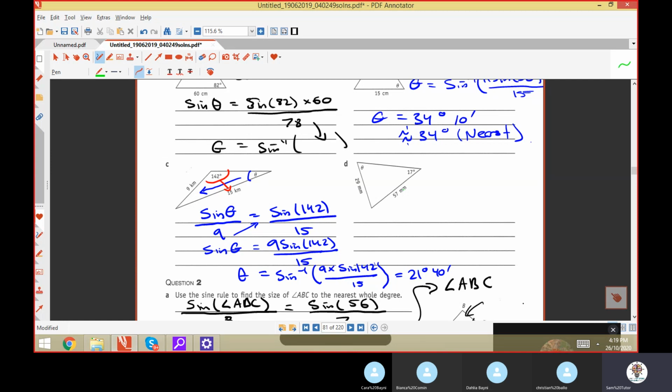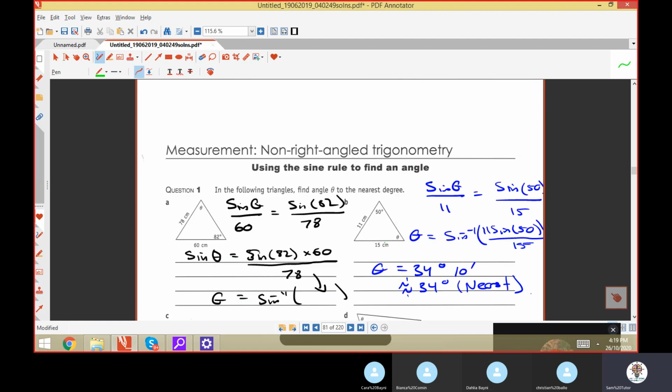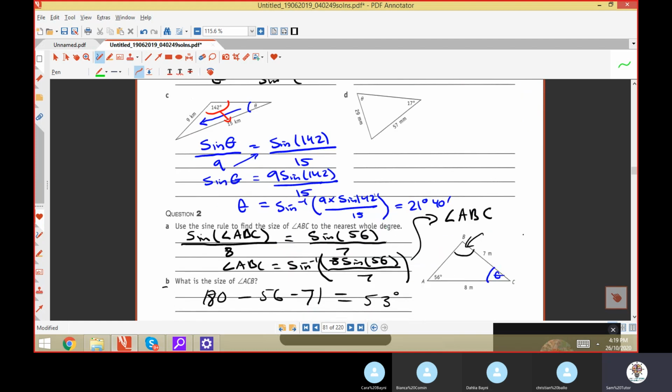Do you want to have a go at question D afterwards? See how it goes? Can I have a look? You had an extra bracket at the front. Is everything okay right there? Yeah. I think the question says round to the nearest degree. 40 minutes is enough to round up to the nearest degree. But let's just say what the question wants. Yeah, nearest degree. So 40 minutes is enough to round up the degree.